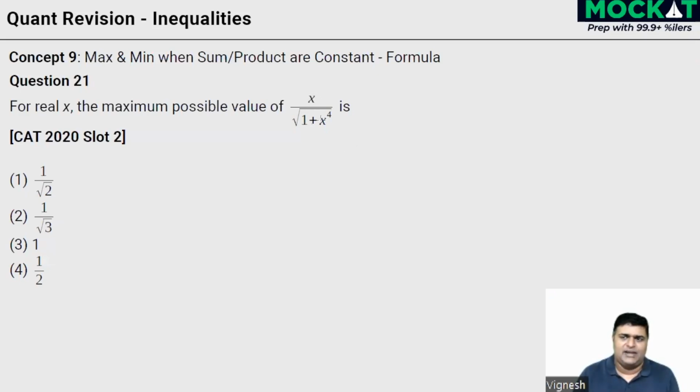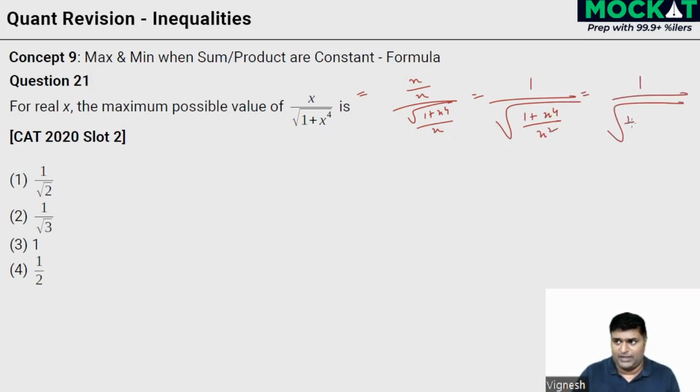Now I have an x here, I have a 1 plus x power 4 with the square root, right? Divide both of them by x, numerator and denominator. So this is going to be equal to x by x divided by root of 1 plus x power 4 by x. x by x is 1. And if I bring this x inside the root, I'm going to get 1 plus x power 4 divided by x square. And this now can be written as 1 by x square plus x power 4 by x square, which is just x square.